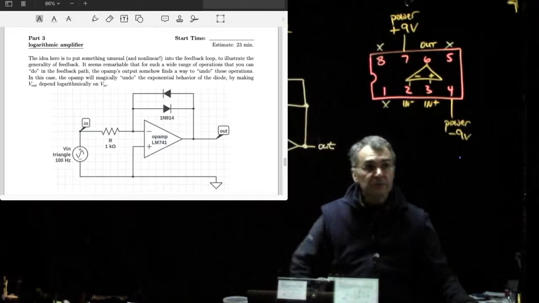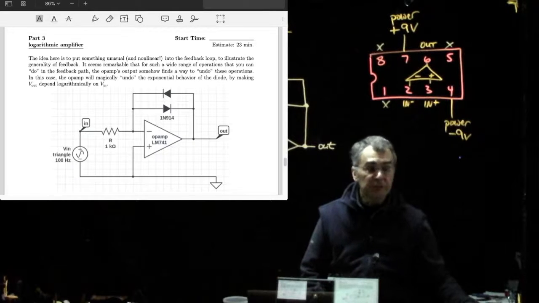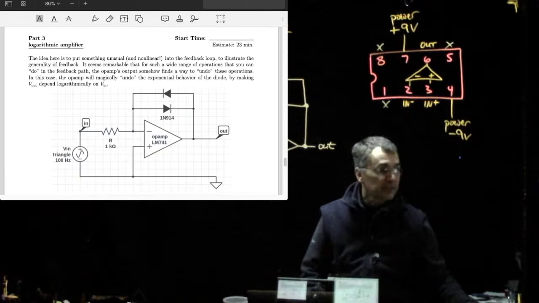Okay, let's take a look at part 3 of Lab 9, the Logarithmic Amplifier.